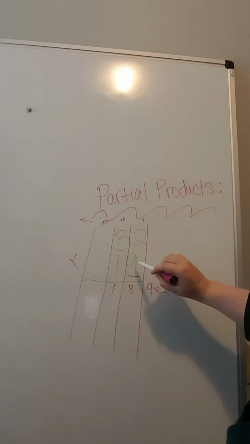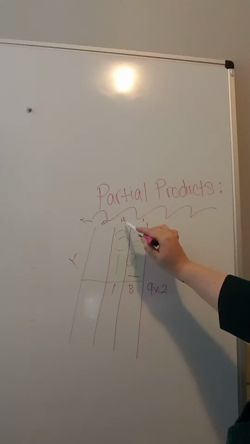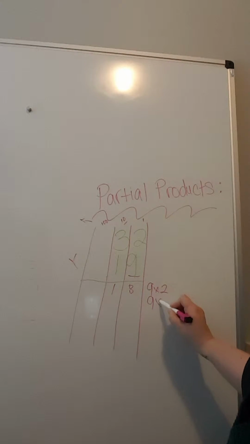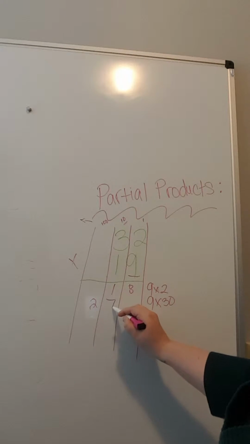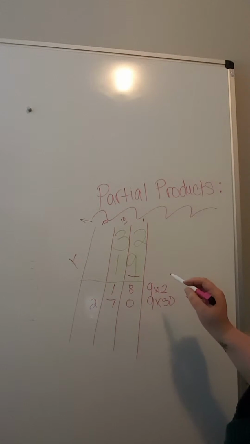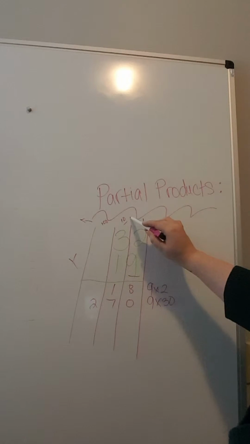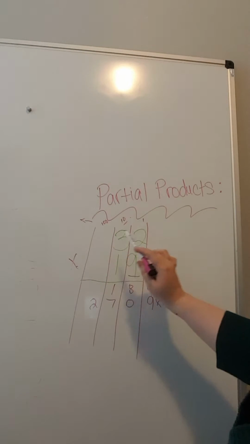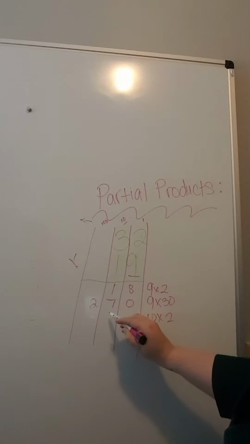And then next, we're going to take the 9 and multiply it by the 3. But since the 3 is in the tens place, you're going to multiply 9 times 30, which is 270. And then we are going to go over here to our 1. But again, the 1 is in the tens place, so it's 10. And we're going to take 10 times 2, which is 20.